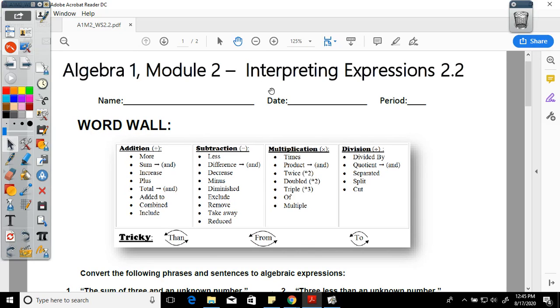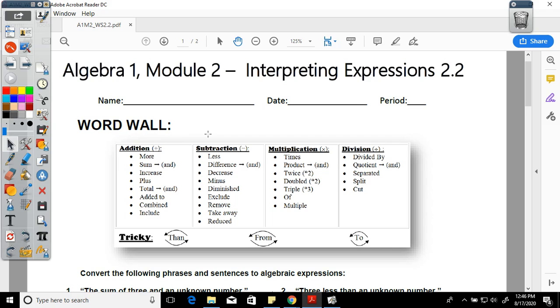Okay, so first off, if you pay attention up here at the top, you've got a word wall. These are some words that help identify key mathematical operations, like addition. Words like more, sum, increase, plus, total, added to, combined, include. Those are words that typically mean addition. Subtraction: less, difference, decrease, minus, diminish, exclude, remove, take away, and reduce. Those words typically mean subtraction.